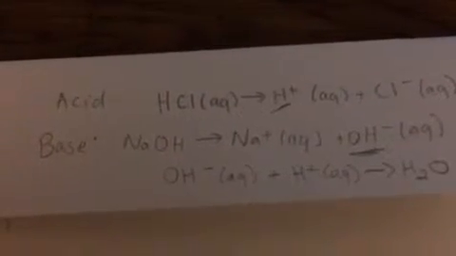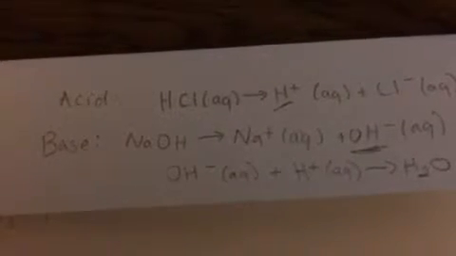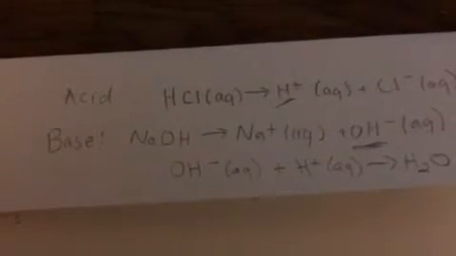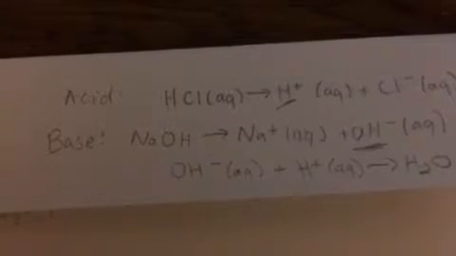Well, an acid is a substance that ionizes in water to produce hydrogen ions, H plus, and anions. A base is a substance that dissociates in water to produce hydroxide ions, OH minus, and a cation.